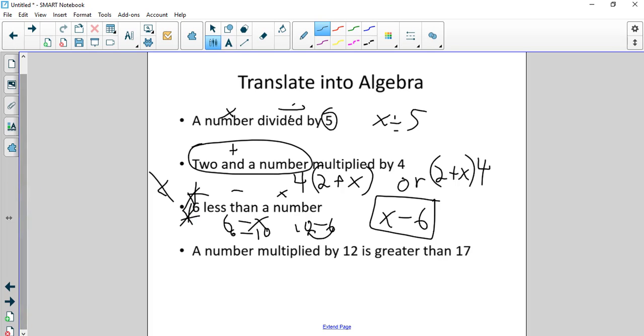And last, a number. Board needs to be oriented a little bit. Sorry about that. Move that down.